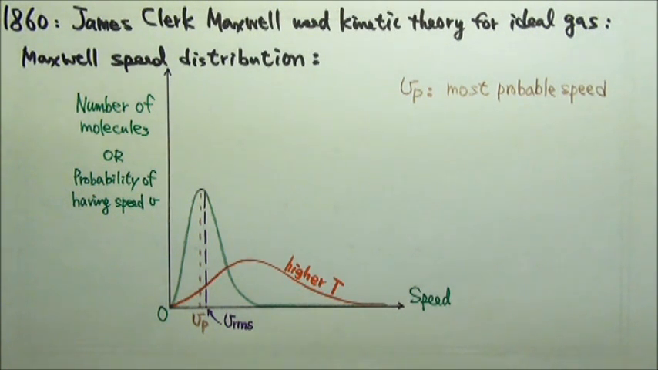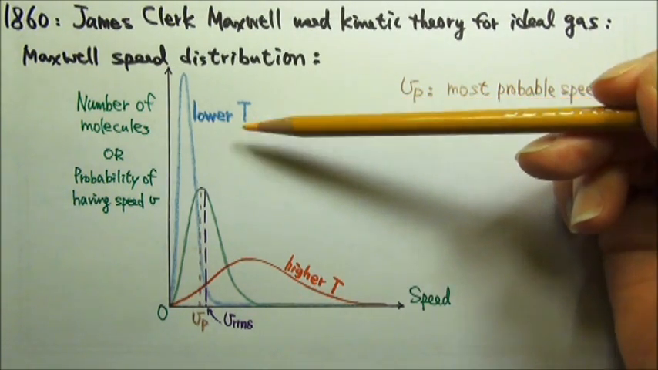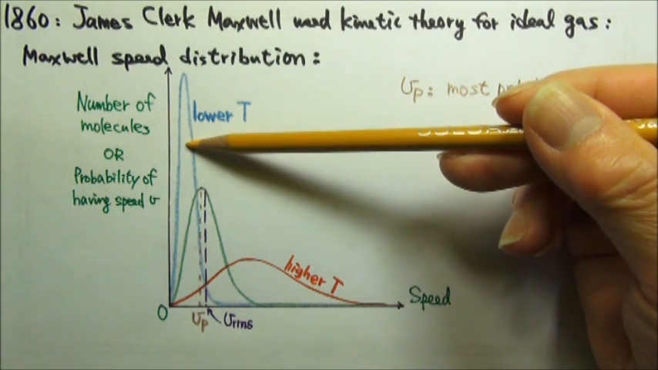The distribution varies with temperature. At a higher temperature, the distribution shifts to the right with more molecules at higher speeds. At a lower temperature, the distribution shifts to the left with more molecules at lower speeds.